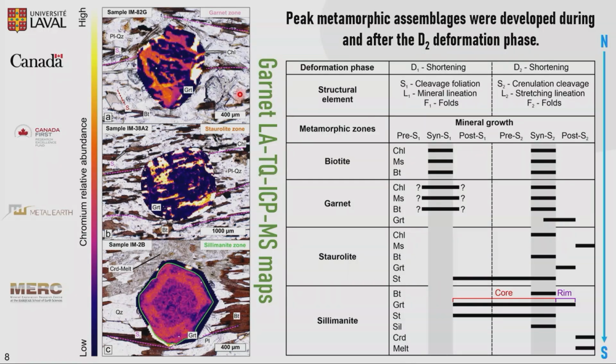And here we have LA-ICP-MS maps of chromium in garnet. This is important for us because chromium is immobile during prograde metamorphism. So here we want to see the relationship between the garnet growth and the fabric. This would be important when you're dating garnet. So what we can see here is that garnet across all the metamorphic zones appears to grow after the main foliation.